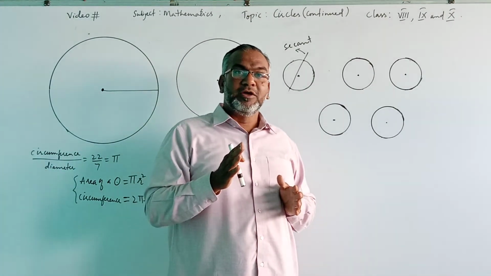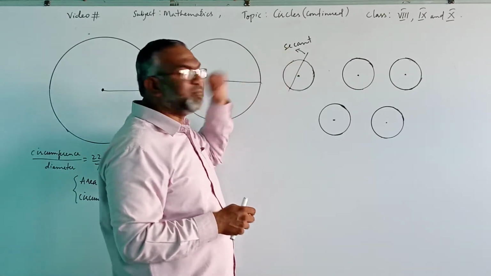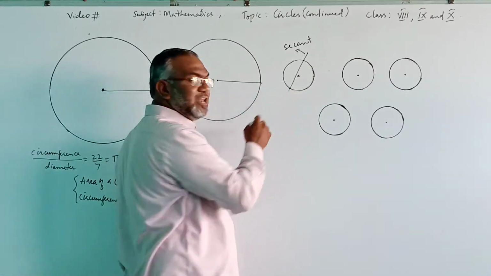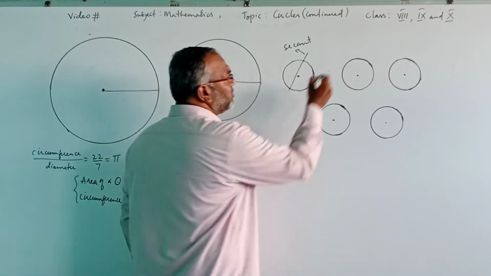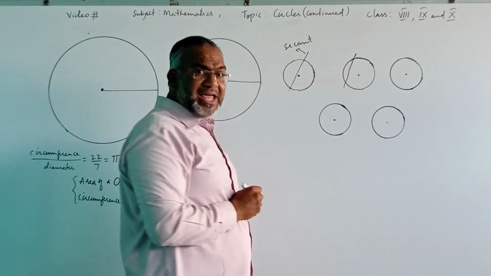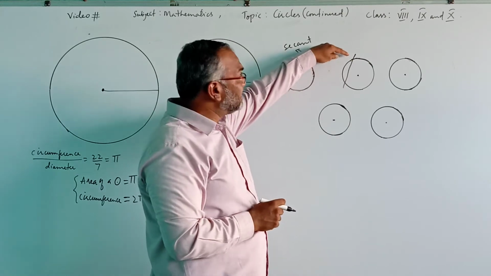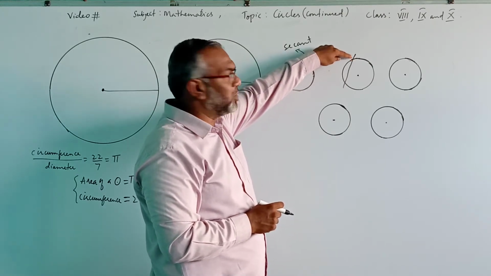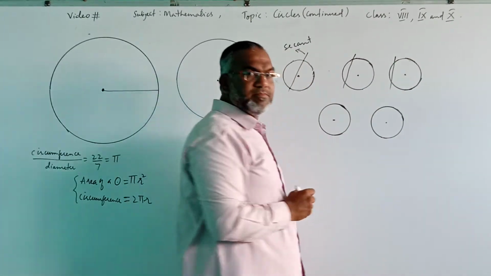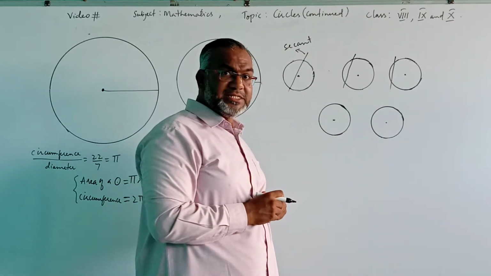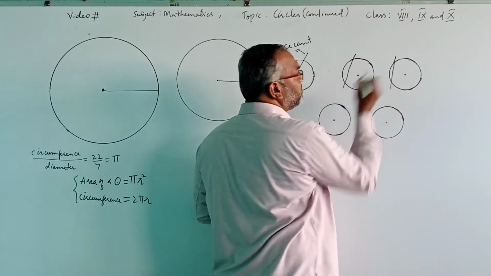A secant is a line which cuts a circle or any curved line at 2 different points. Secant is a line which cuts or intersects a circle at 2 different points. Now, what if I draw a line like this? This line is also a secant because it is also intersecting the circle at 2 points, one here and the other here. What if I draw like this? This is also a secant because it is intersecting the circle at 2 different points.